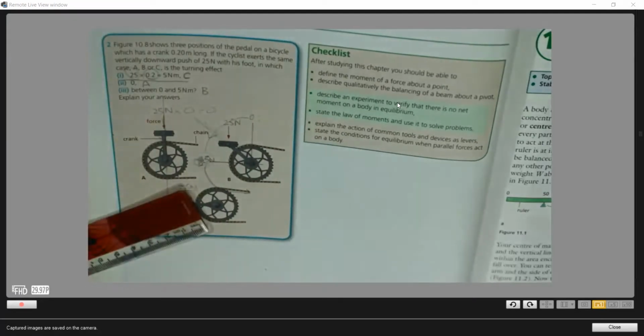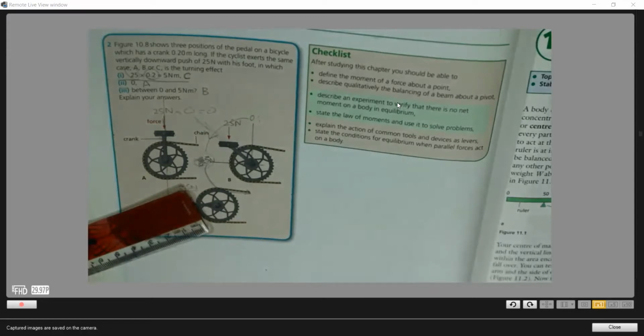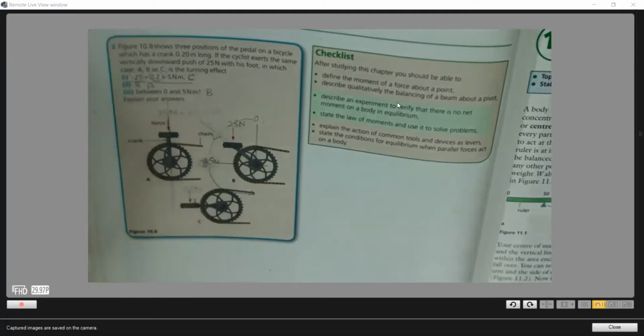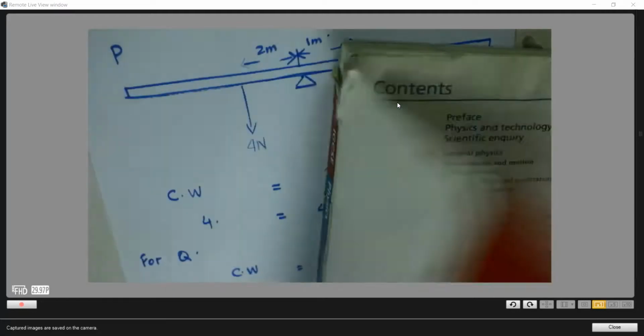Did you understand? Did you guys understand? Yes, Miss. Abdul Wadud? Yes, ma'am, understood. Okay, good. Let's move on to the worksheet.